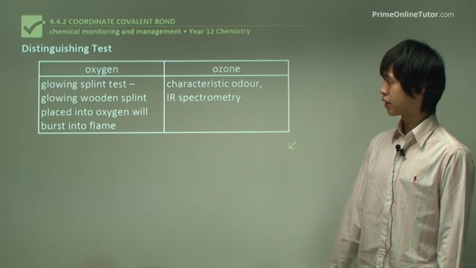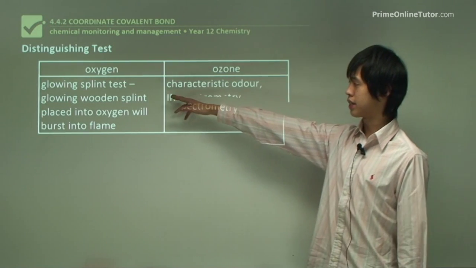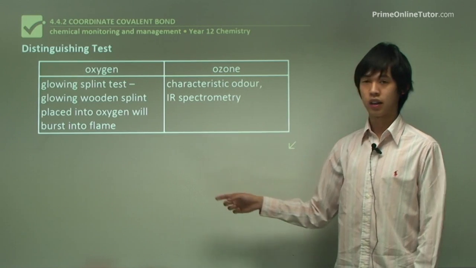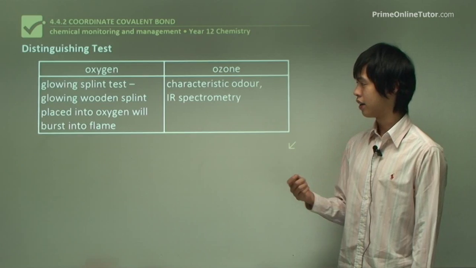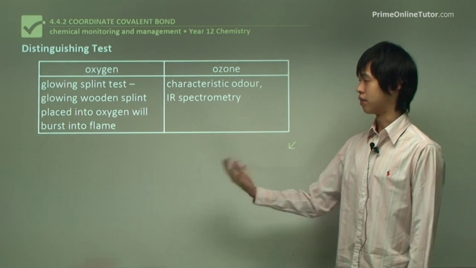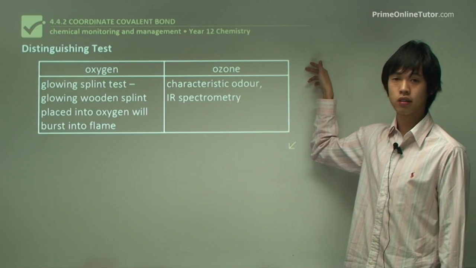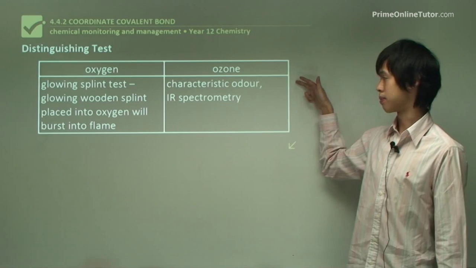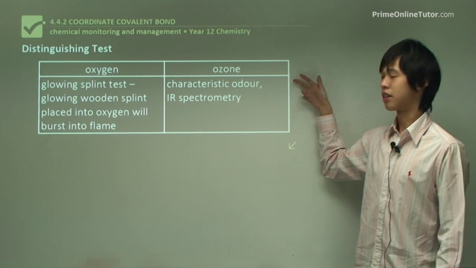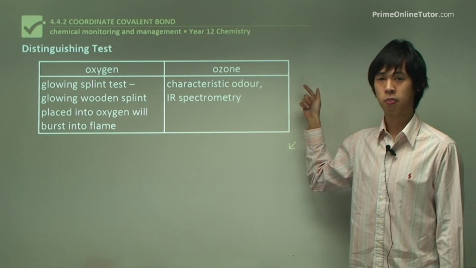So a way to distinguish between oxygen and ozone are the following. So you have a glowing splint test. So when we put a glowing splint, so something that we've lit on fire, that we've blown out, if we put it in pure oxygen, it'll combust again and it'll burst into flames. Whereas to know if it's ozone or not, there's a characteristic odor, though I don't recommend smelling it, but there is that odor, or you could use infrared spectrometry.